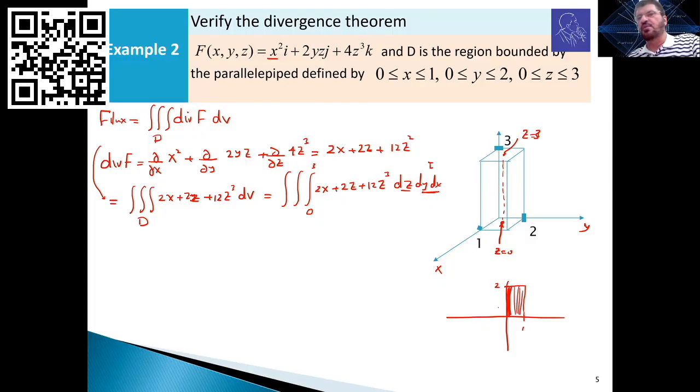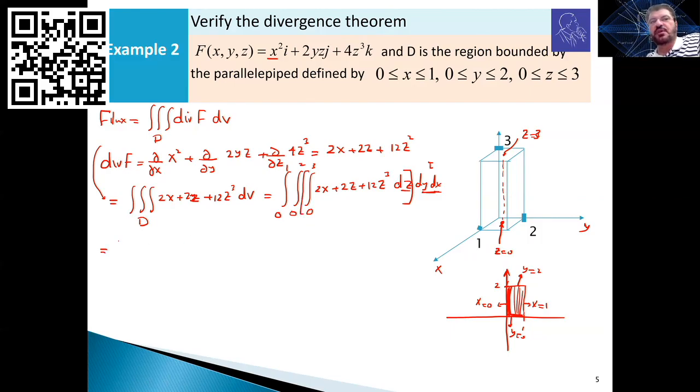It will move from where? From x equals 0 to x equals 1. So for x, it's from 0 to 1. How about y? What's that height? It's y equals 0 up to y equals 2. So for y, it's from 0 to 2. Now you integrate from where? From inside.